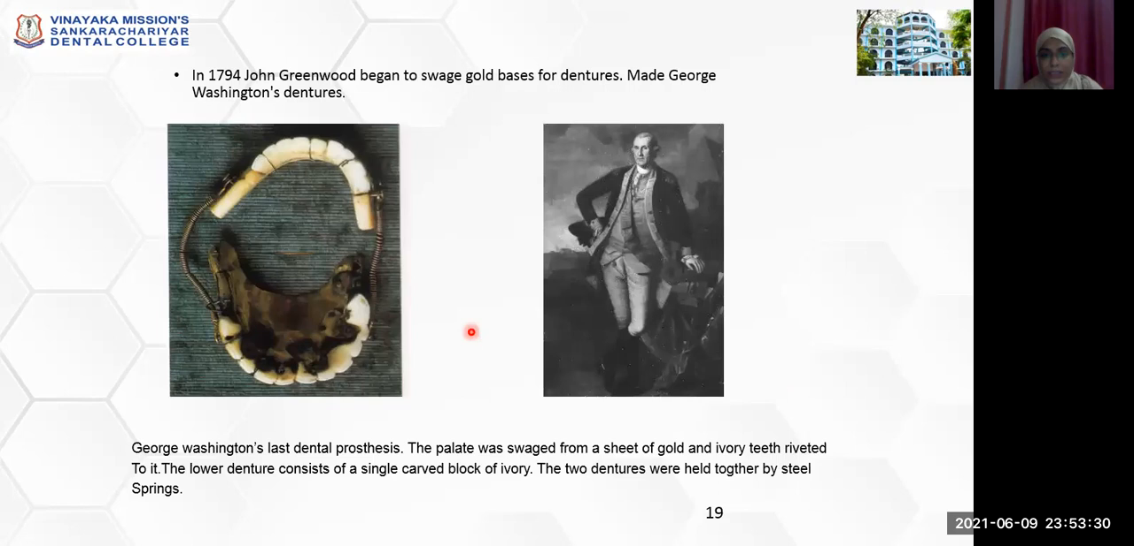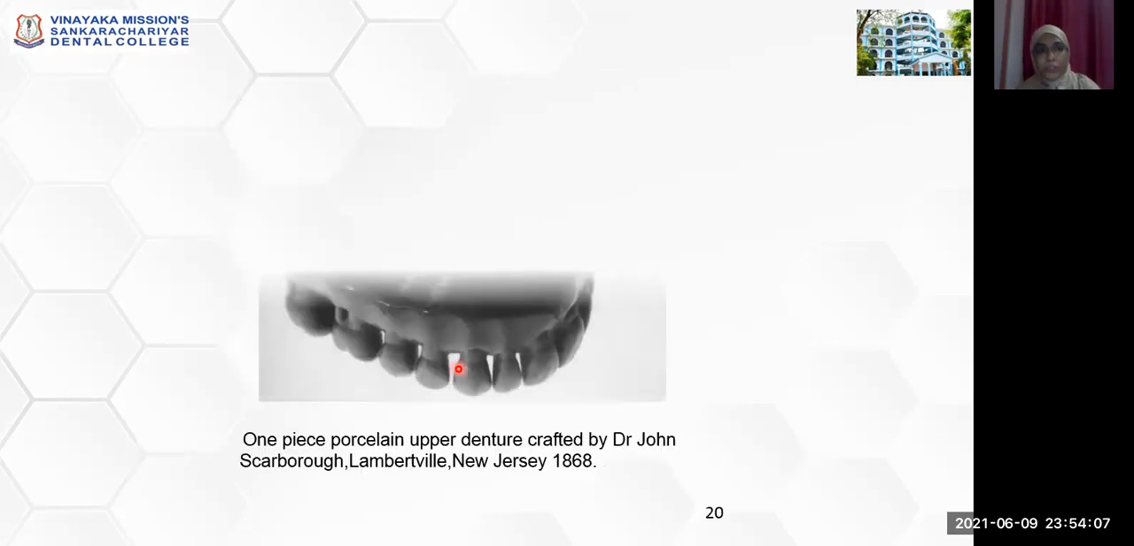Okay, so here you can see this is nothing but George Washington. He had also been using dentures. Okay, so this image what you are seeing is a denture which was worn by George Washington. Okay, so you can see that the palate is fashioned from a sheet of gold, and you have ivory teeth riveted to it. Fine. So if you see the lower denture, it is a single block of ivory, and you can see that both the upper and the lower denture are joined together by means of a spring. And who made it? It was John Greenwood. Fine. So this is all of historical importance of dentures.